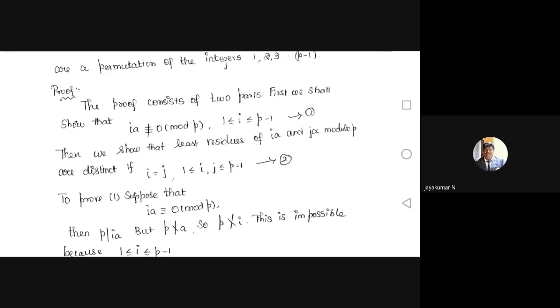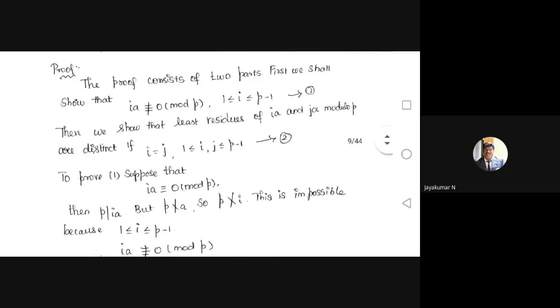Then we have to show that the least residues of ia and ja modulo p are distinct. If i is equal to j, then i and j take values between 1 and p minus 1. So both can be proved in the first part: ia is not congruent to 0 mod p, and also the least residues ia and ja are distinct under mod p.